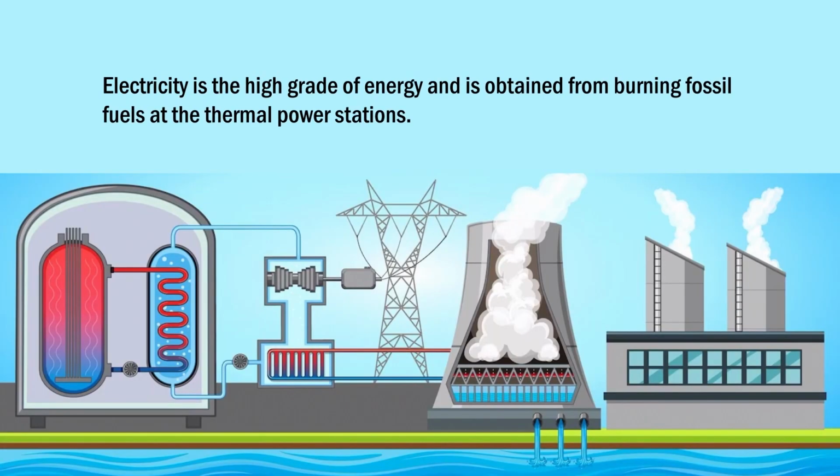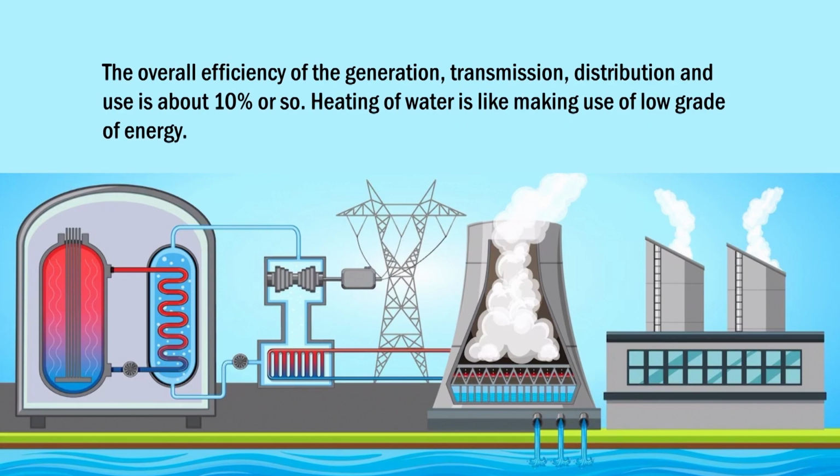So as you know, electricity is a high grade of energy and is obtained from burning fossil fuel at thermal power stations. The overall efficiency of generation, transmission, distribution and use is about 10%. Also, heating of water is like making use of low grade energy. It is really a crime to use electricity for heating water when a lot of solar energy is available for doing the same job by the device known as the solar water heater.